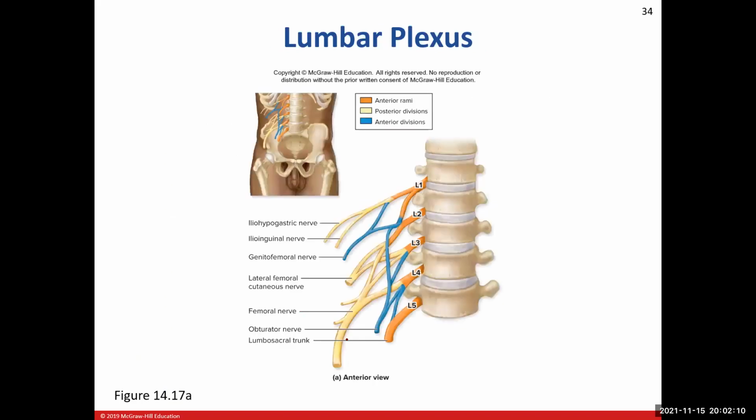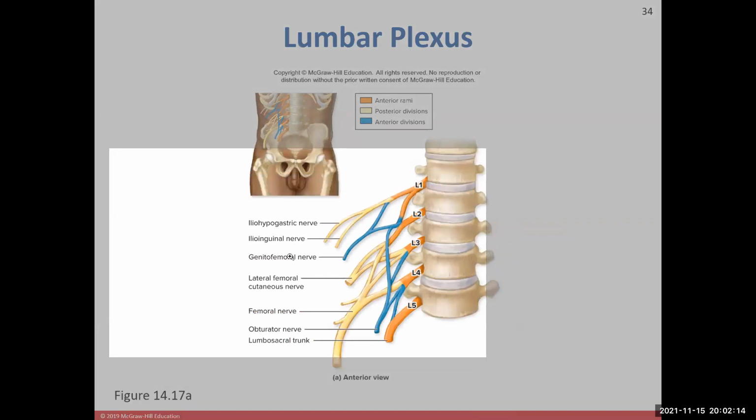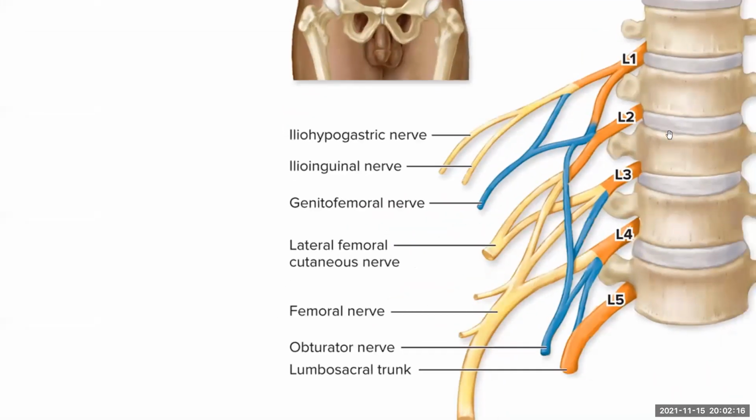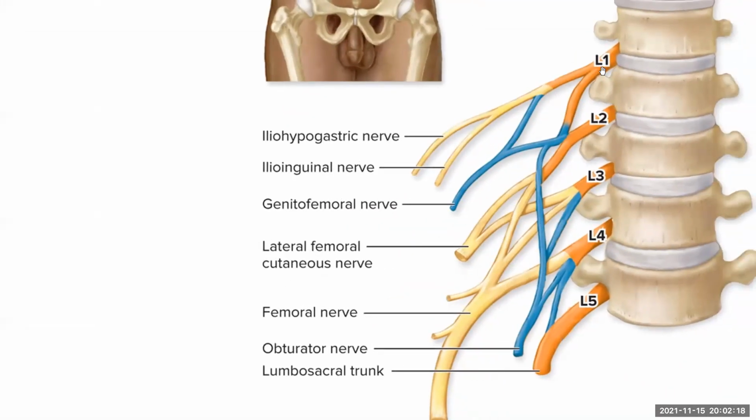Okay, so here you can see our lumbar plexus here. Again, you can see the contributions from the spinal segments here of L1, L2, L3, and L4, and then it creates anterior divisions and posterior divisions. Off of the anterior division here, you're going to get the obturator nerve. Off of the posterior division, you're going to get the femoral nerve. Those are the big ones.